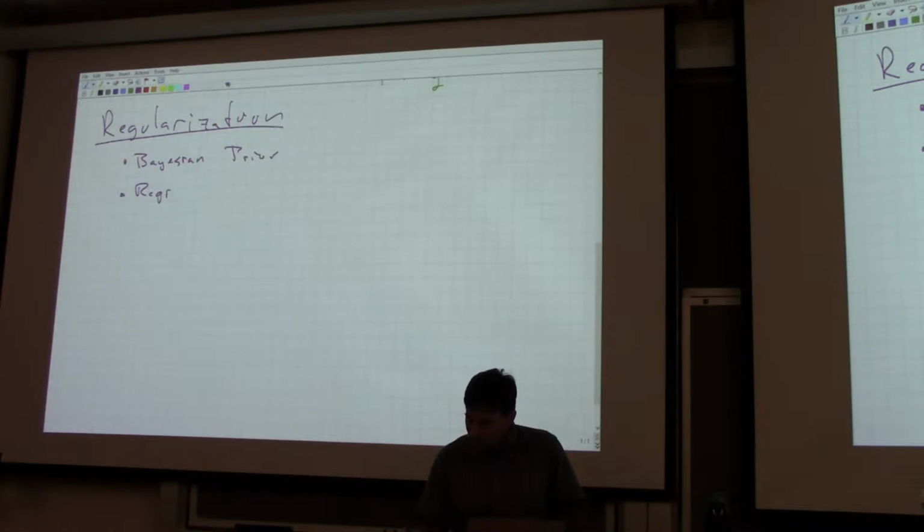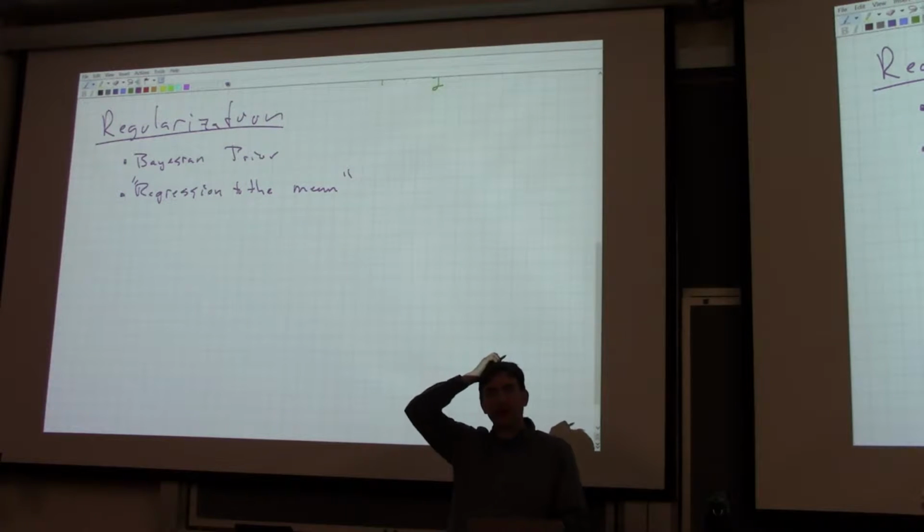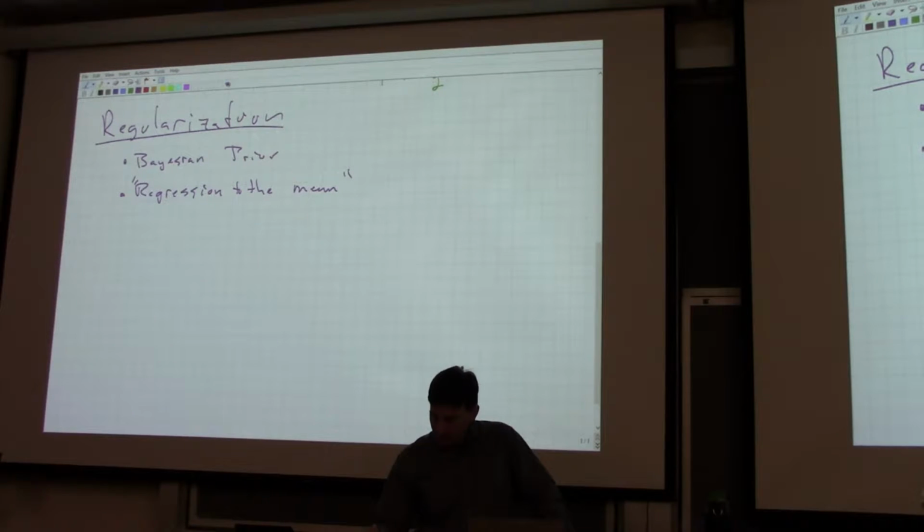There's another way of thinking about it based on this idea called regression to the mean. Have you heard of regression to the mean before? Okay, so let me try and give an analogy which is not going to be totally fair here, just to explain intuitively how this is going to work, and then we'll see how it works with noise in the case of linear regression.